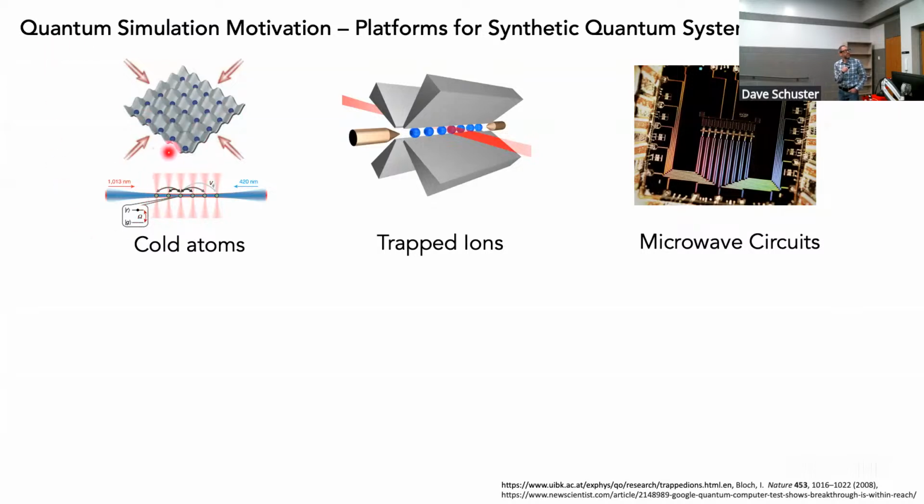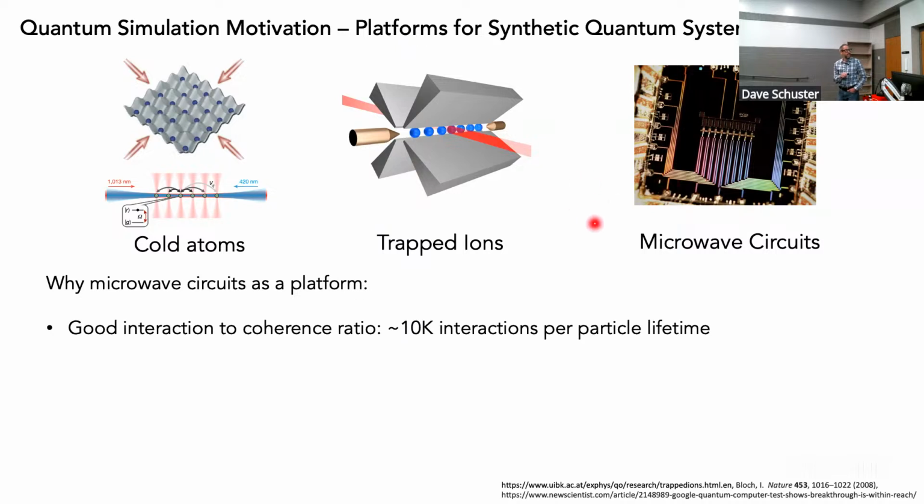You can use cold atoms, trapped ions, microwave circuits, semiconductor spins, all kinds of things. So you might ask, when should you use one versus the other? I won't presume to talk about the other ones, but I'll tell you a little bit about why microwave circuits are nice. First, as with anything, you'd like the fun quantum interaction stuff to be large compared to the decoherence rate, the time in which it becomes classical. That's pretty good for us. We can get about 10,000 interactions.